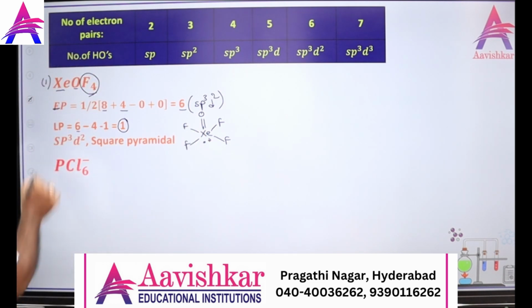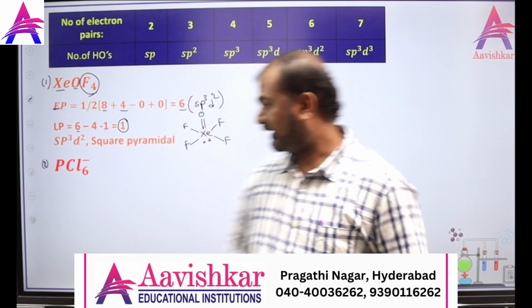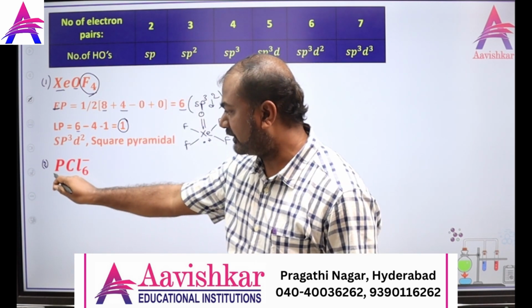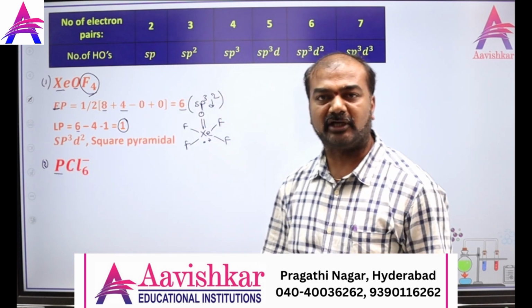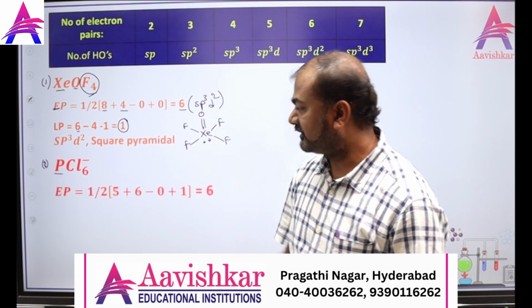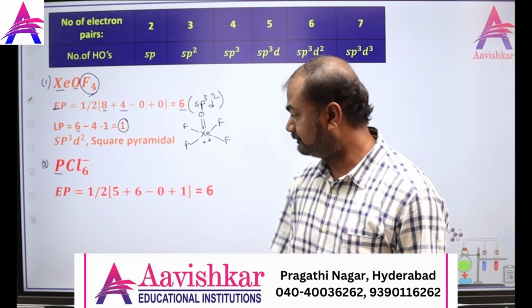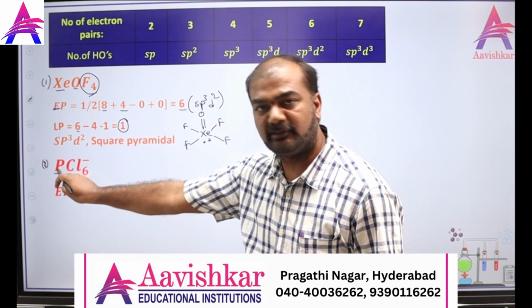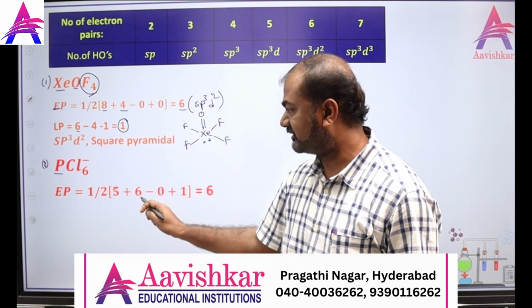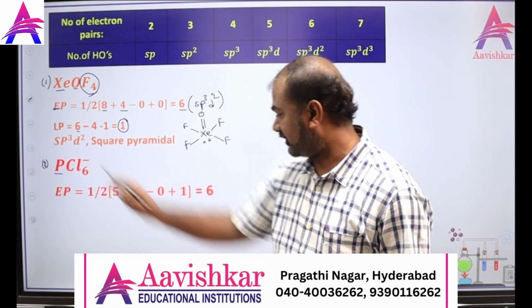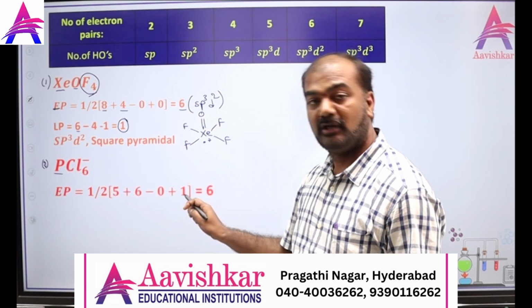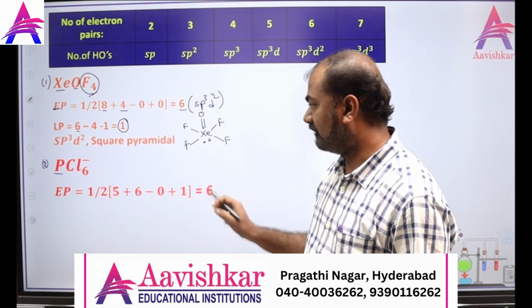Now if you move on to the second example, PCl6 to the power of minus. First of all, identify the central atom in this one. What is the central atom? It is phosphorus. Here we know the valency will be 5 because phosphorus belongs to the 15th group. Then how many chlorines bind to the phosphorus? 6 chlorines, that's why 6. And it has a minus charge, that's why plus 1.